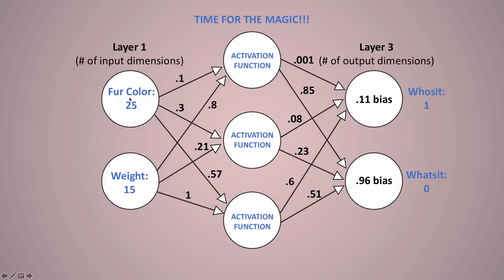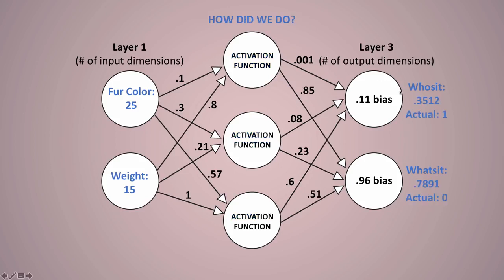So we've taken the sum, right? We've taken the sum times the weights, and we've added in our bias, and we're going to run that through our activation function. Now we're going to get a nonlinear guess here. And then we're going to continue running through until we get to our outcome.